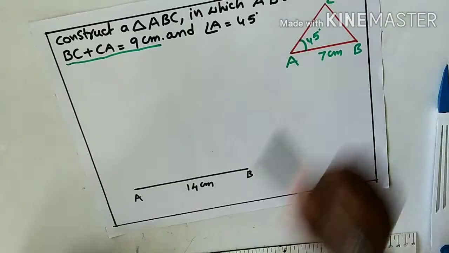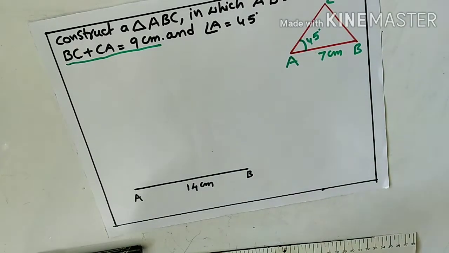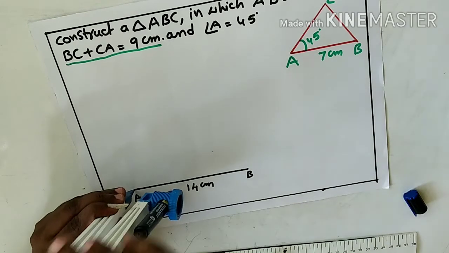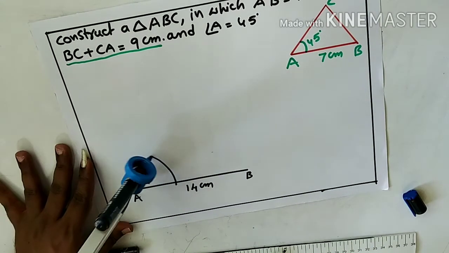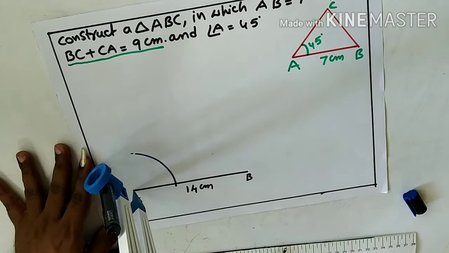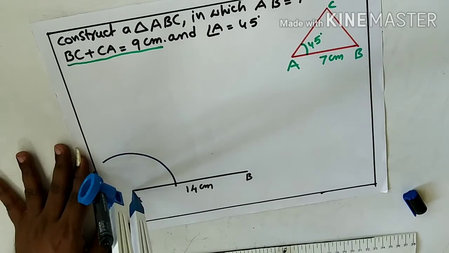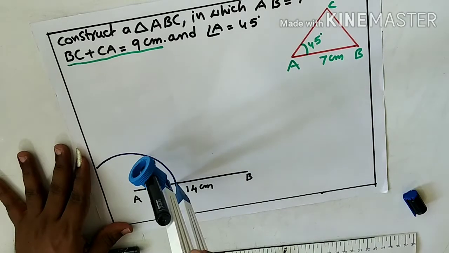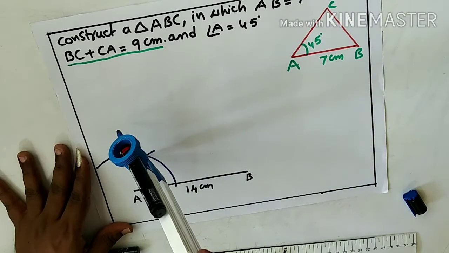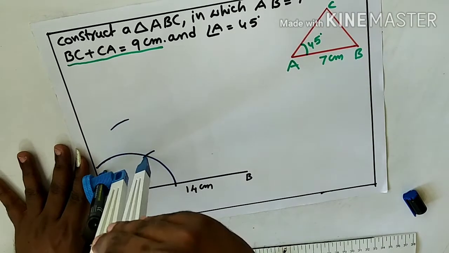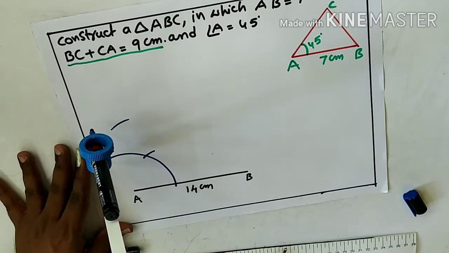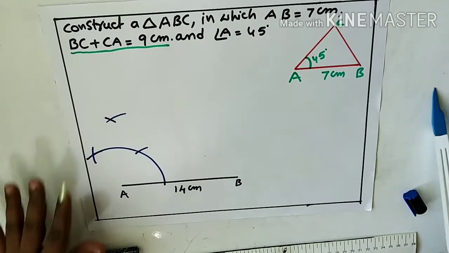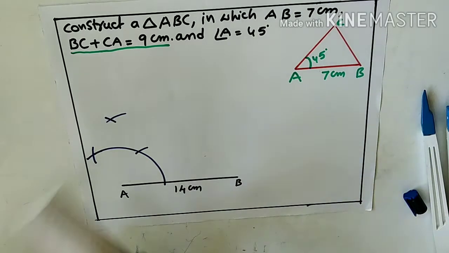Now angle A is equal to 45 degrees. I am taking 45 degrees. You cannot construct 45 degrees directly, you know very well. So I am constructing 90 degrees. From this arc, one arc above, one arc on this arc, and from this point here. Now join these two.